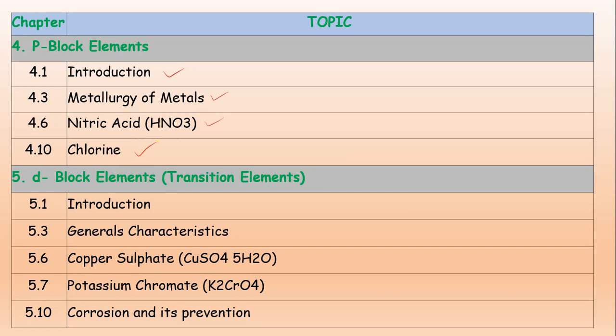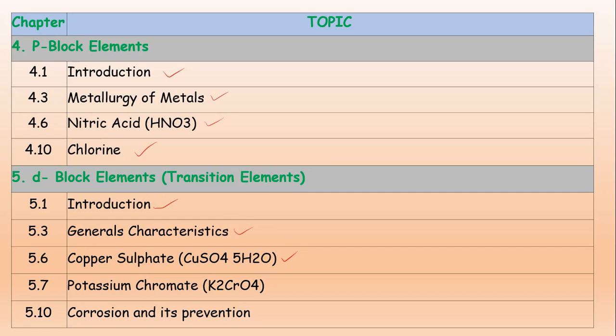Now we are moving towards the D block elements, which is the 5th chapter, or we can say the transition elements, the study of the transition elements. In this there will be 5 topics. One will be the introduction to the D block elements like transition elements, each and everything. Then general properties or general characteristics, 5.3. Then the 5.6 subtopic, that is copper sulfate.